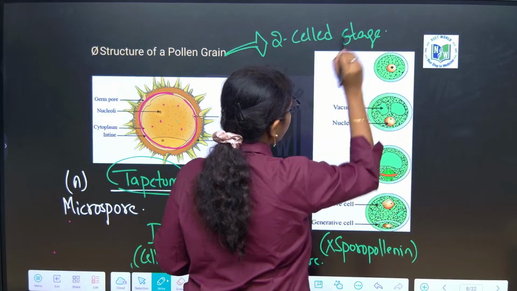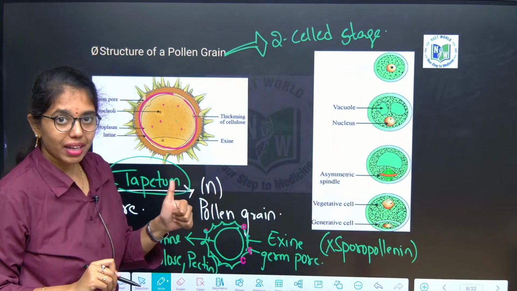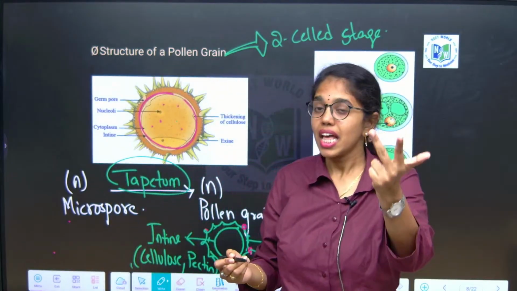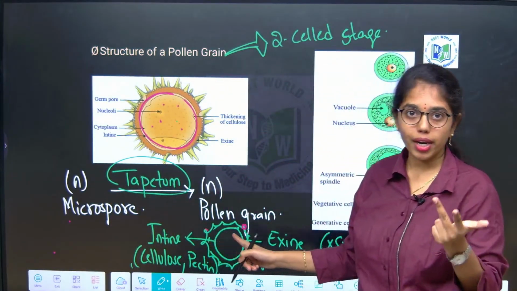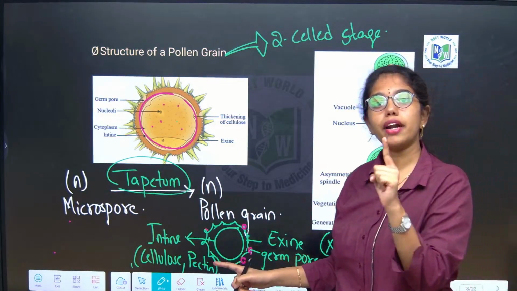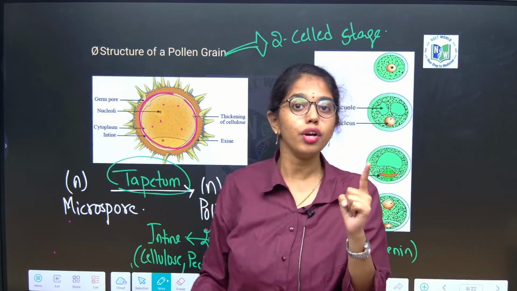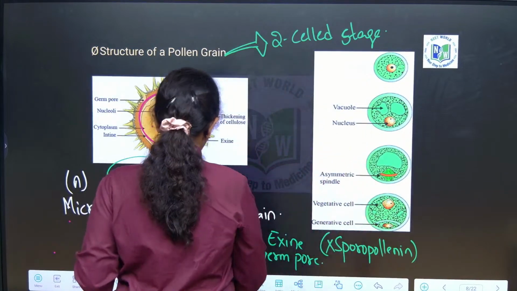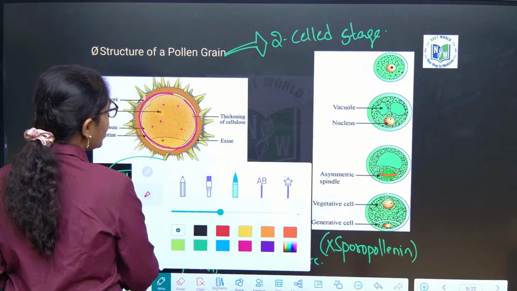So, what is happening over here? Microspore mother cell, which is diploid, undergoing meiosis forms haploid microspores. They mature to what? Pollen grains. This pollen grain undergoes one mitotic division forming two cells inside it. You will call those two cells the vegetative cell and the generative cell.